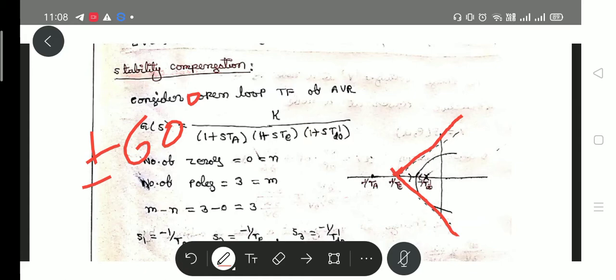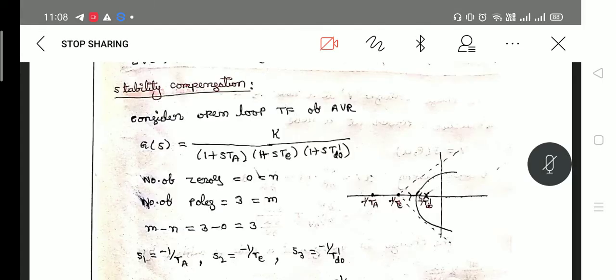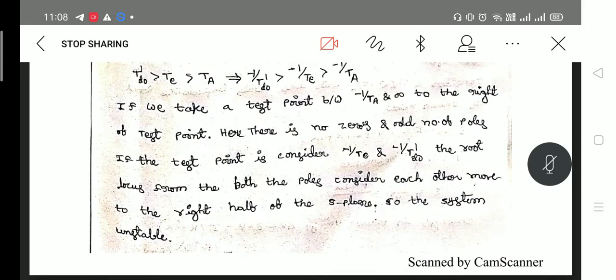This is the real axis, from here to here, and the remaining from 1 by TA to infinity, one right angle pole, and TD naught to TE, one right angle pole. So between these we can draw the root locus here. This is the stability point. This is the system stability compensation here.